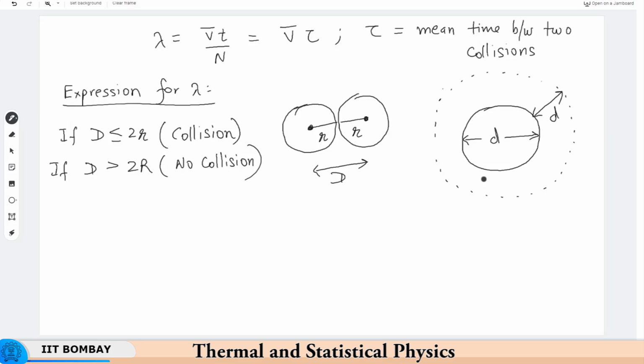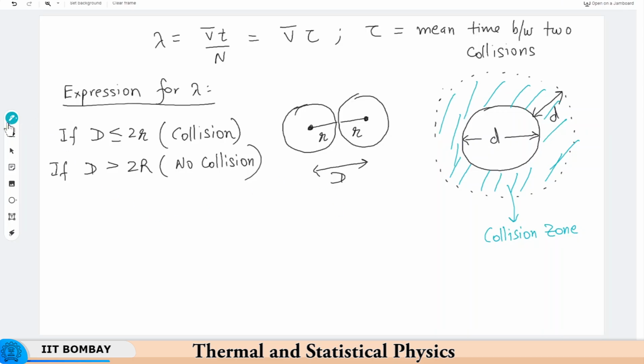So, what I am saying is, there is a zone associated with every gas molecule which has a thickness d, right, where if there is another gas molecule in that zone, it will undergo a collision, right. So, this is the collision zone. So, now remember, this gas molecule is moving in the medium with the collision zone of d, right.